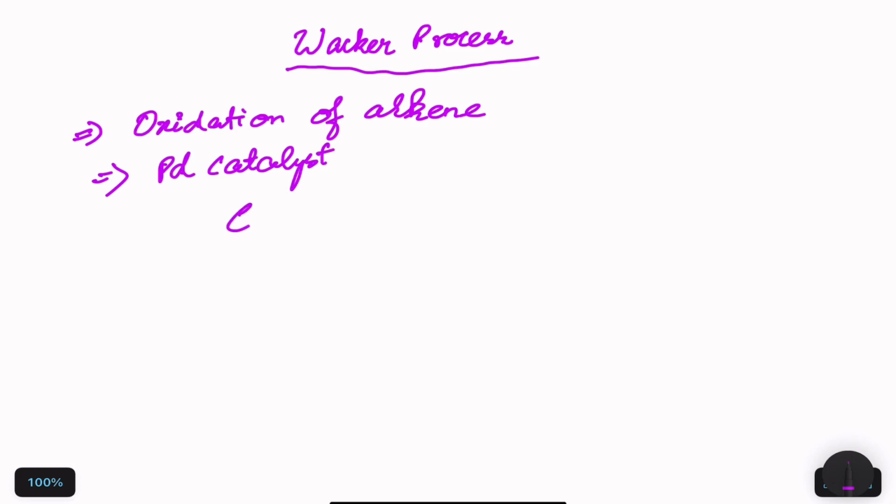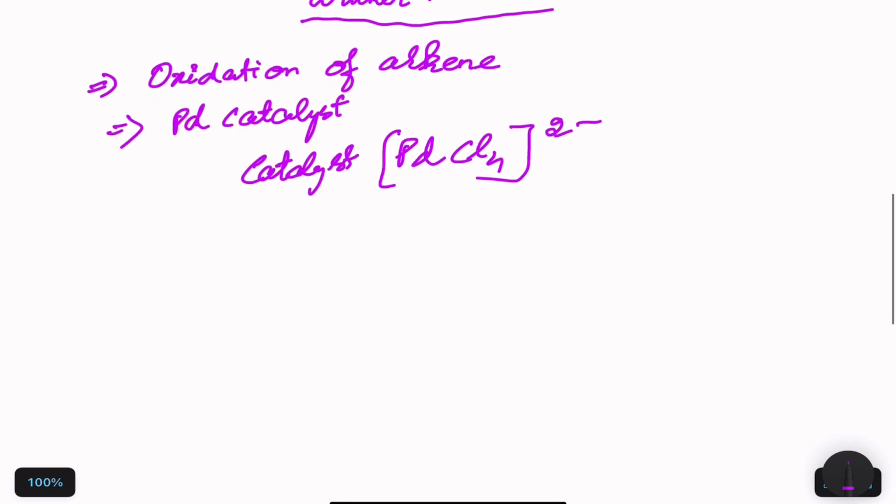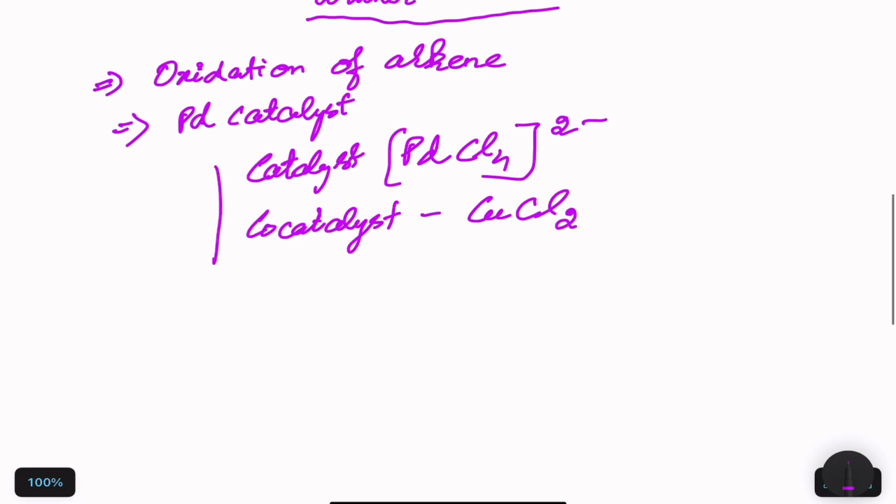So the catalyst looks like this. Palladium and then Cl4 and then 2 minus. So this is the catalyst, and then there is a co-catalyst along with this. So this co-catalyst is CuCl2. So cupric chloride is the co-catalyst.